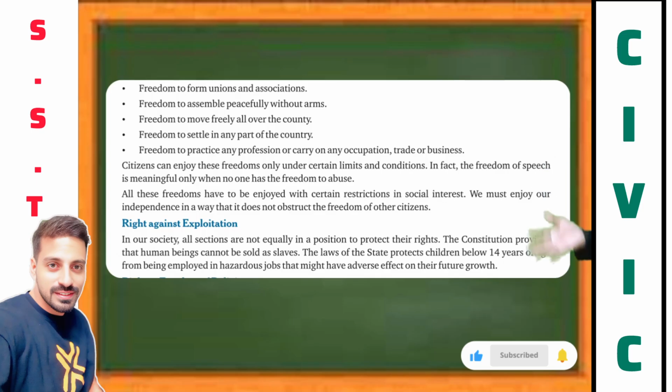Right against exploitation. In our society, all sections are not equally in a position to protect their rights. The Constitution provides that human beings cannot be sold as slaves. The law of the state protects children below 14 years of age from being employed in hazardous jobs that might have adverse effects on their future growth.